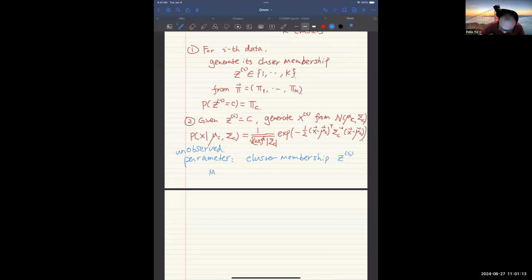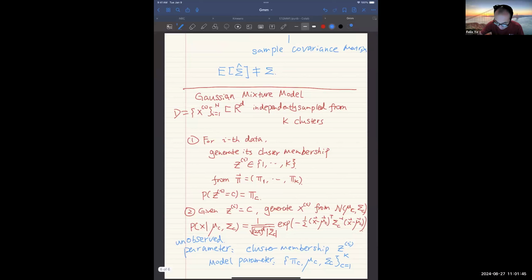And the second thing is the model parameters. So these will be pi of c, mu of c, and sigma of c, and this c is from 1 to K. So we need to infer all these parameters and also this cluster membership. So this automatically becomes a clustering problem.